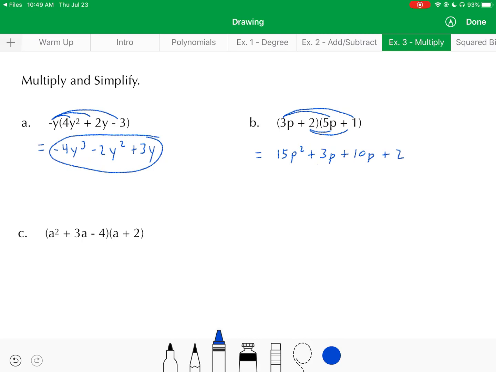And then we want to notice we've got a couple like terms there that can be combined. That'll give us 13p in the middle.